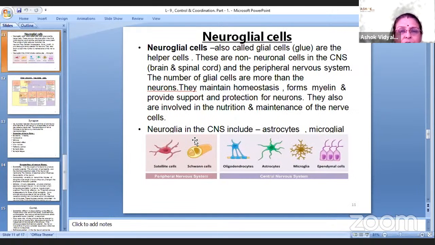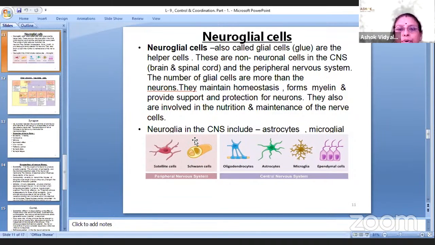Now students, I told you about the neural tissue, which includes the nerve cells or neurons and the neuroglial cells or glial cells. So we have completed understanding the neuron or the nerve cell. Now we switch to the next type of cell of neural tissue, that is the neuroglial cells. These are also known as glial cells. Glial means glue cells. They are the helper or supporter cells.